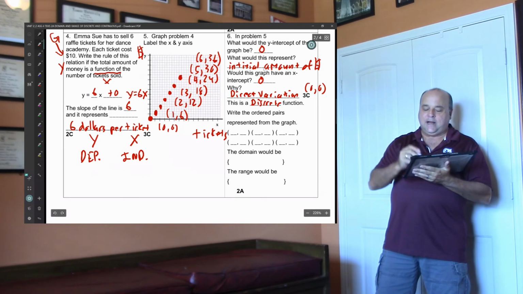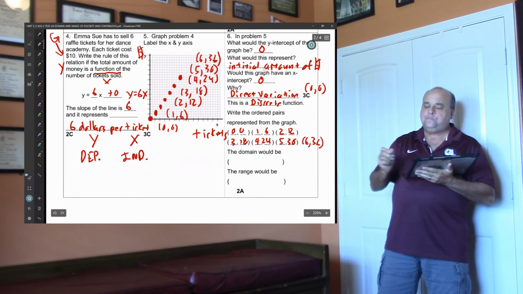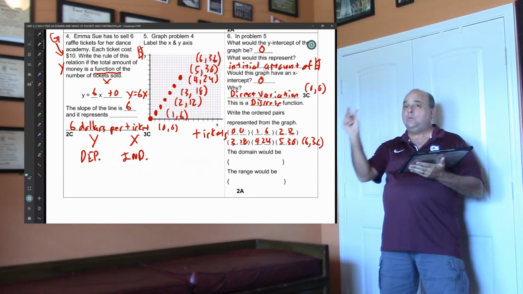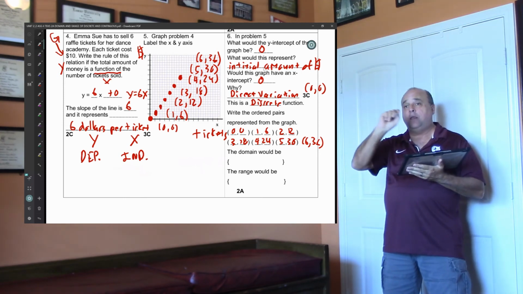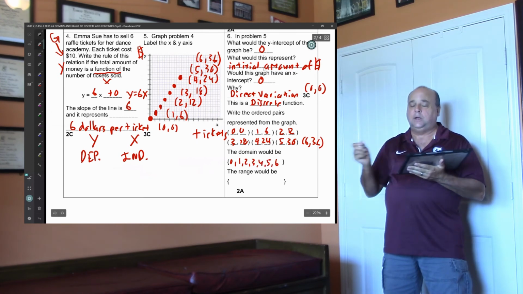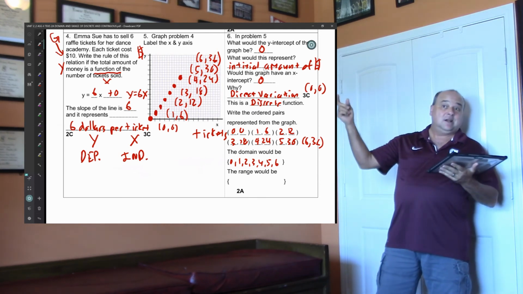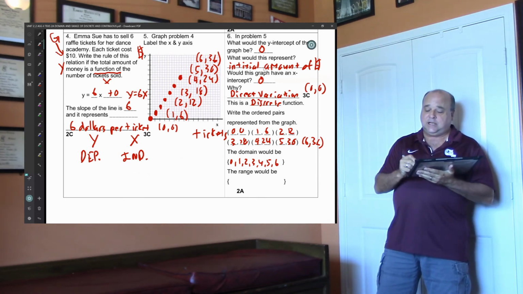Okay, so we're going to write down the ordered pairs again. 0, 0, 1, 6, 2, 12, 3, 18, 4, 24, 5, 30, and we need one more, 6, 36. Now then, the domain, I already have the braces down, but you're going to put into the braces smallest to biggest. It's going to be 0, 1, 2, 3, 4, 5, and 6. So the domain would not be 0 to 6 because we're not going to do half of a ticket, are we? These are the tickets, right?